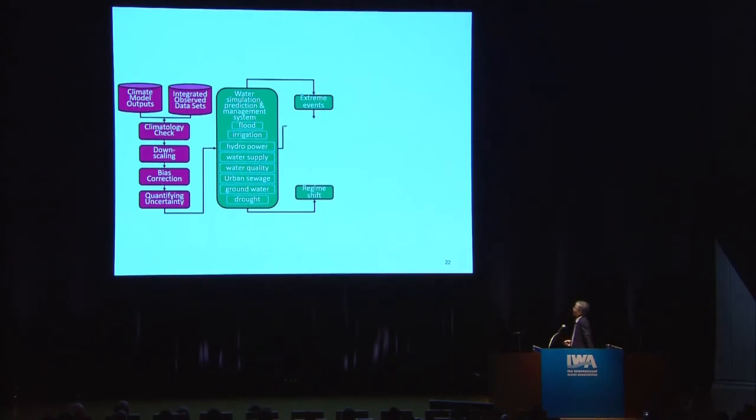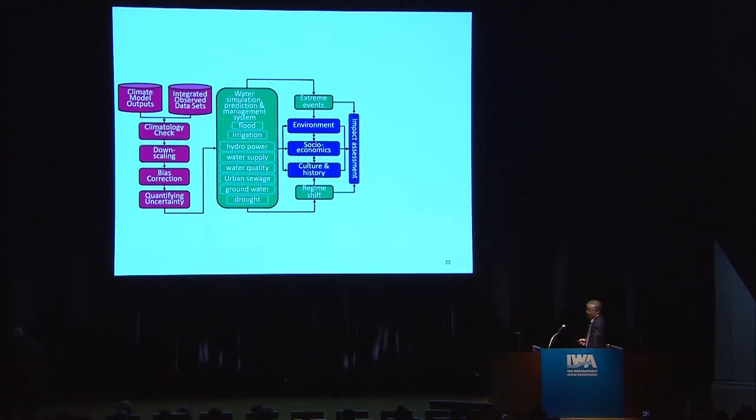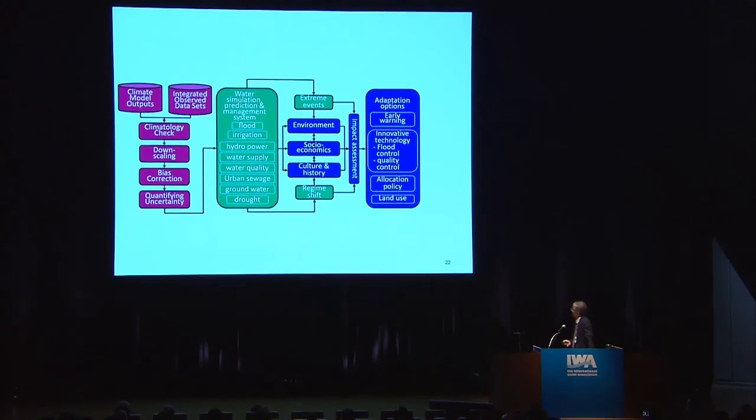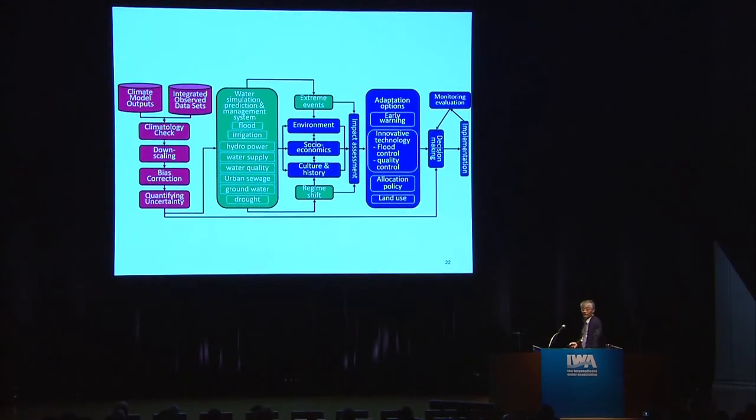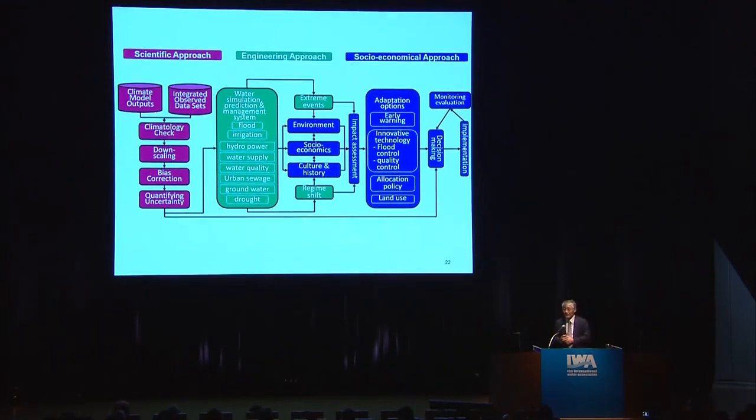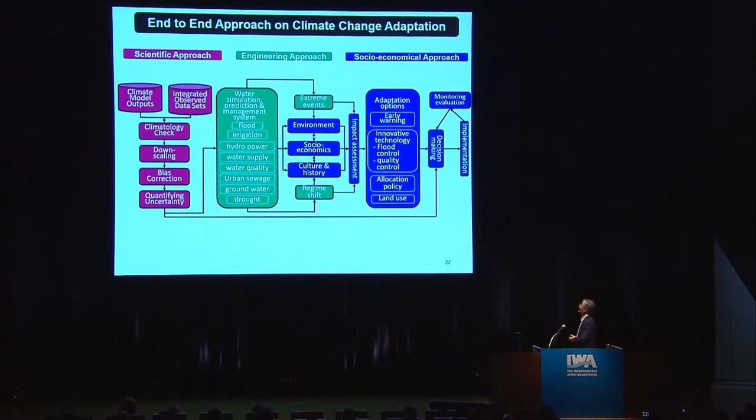But the water issue is strongly related to the environment, socioeconomics, history and culture. Then we can implement impact assessment. That information should be passed to the adaptation options, and a sound decision is made. And when it is implemented, the result of the implementation should be monitored and evaluated. One of the most important points is that uncertainty should be introduced in decision making. These scientific, engineering and socio-economic approaches should be integrated, the so-called end-to-end approach to climate change adaptation. So this kind of systematic approach is required.